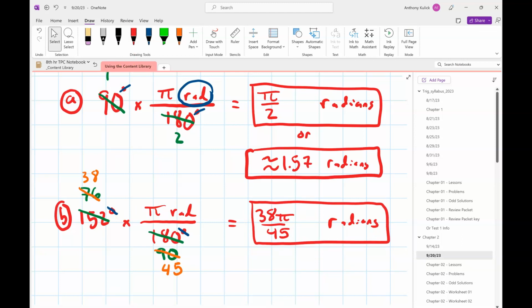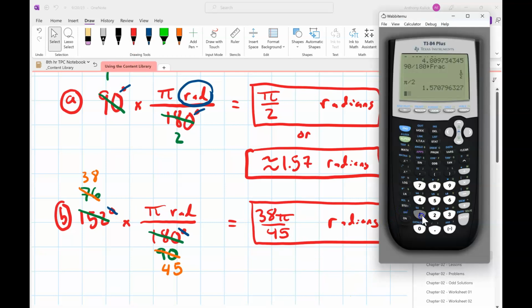And again, this one would have been a good candidate to use your calculator to do the reducing. If I just do 152 divided by 180 and I do math, fraction, and then enter, there's my 38 over 45. All I have to do is tack the pi on.